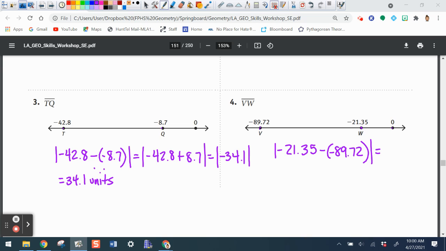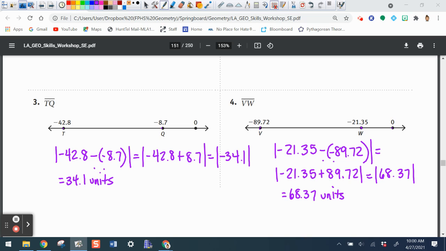So the first thing I'm going to do is change the subtraction of a negative to addition. And then take a negative 21.35 and add it to 89.72. And we get a positive 68.37. But the absolute value of a positive 68.37 is 68.37 units.